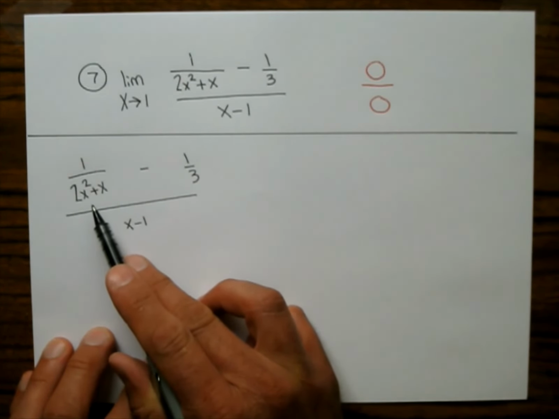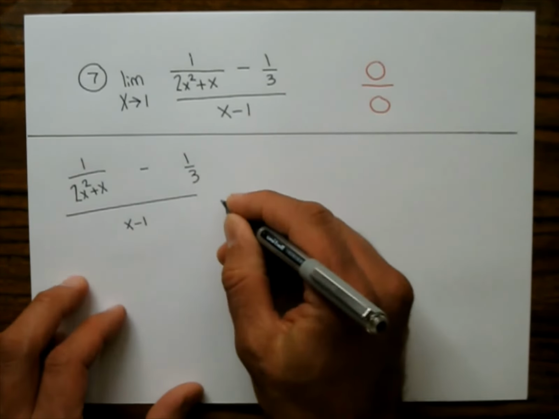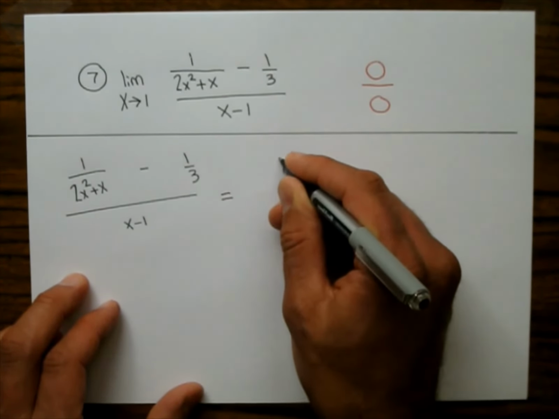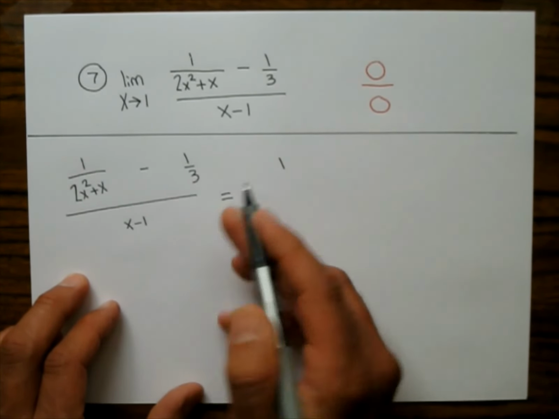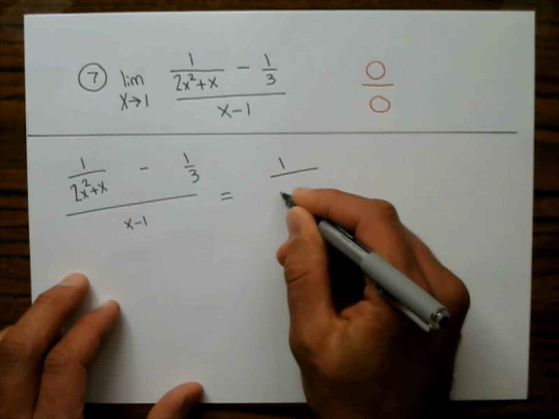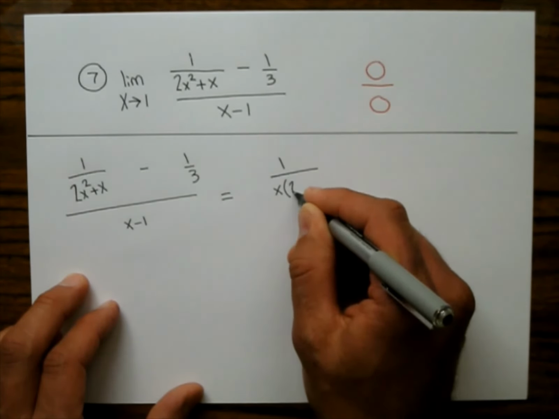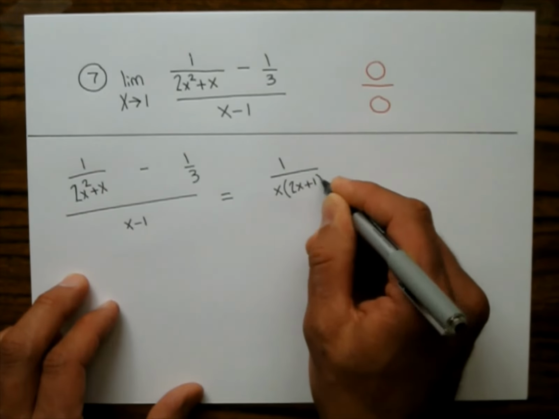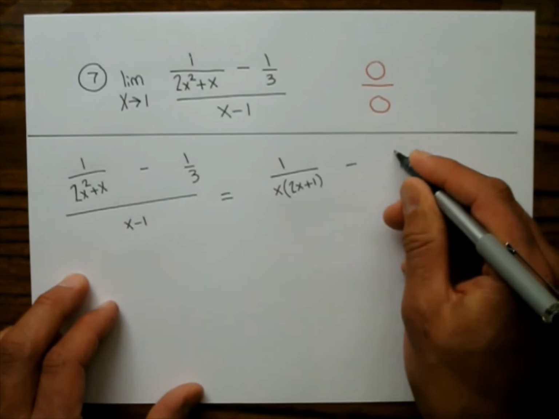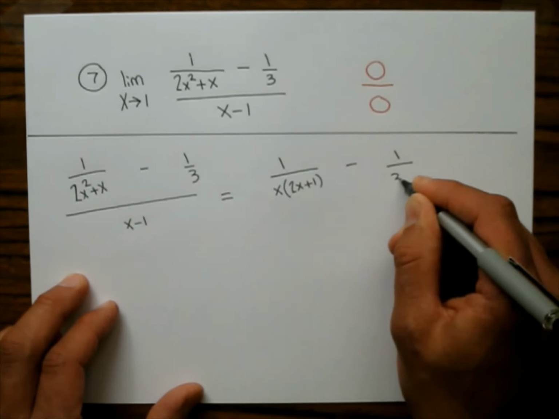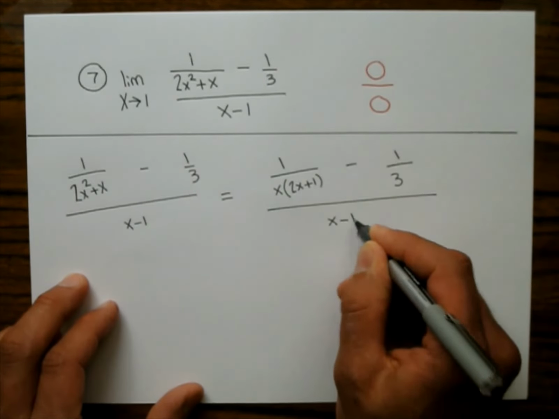So some of you might go, oh, well, you can factor an x out of there. And so, you know what, I'll humor you, because sometimes if you factor something out of there, it shares a factor with the other denominator. So I'm going to factor an x out, and I have 2x plus 1. And then we have minus, leave some space, 1/3. This is all over x minus 1.